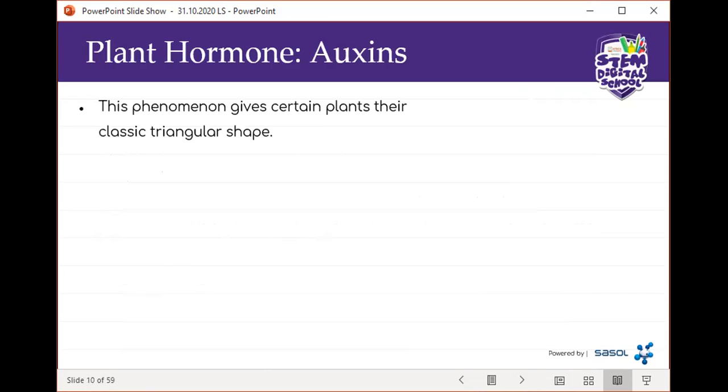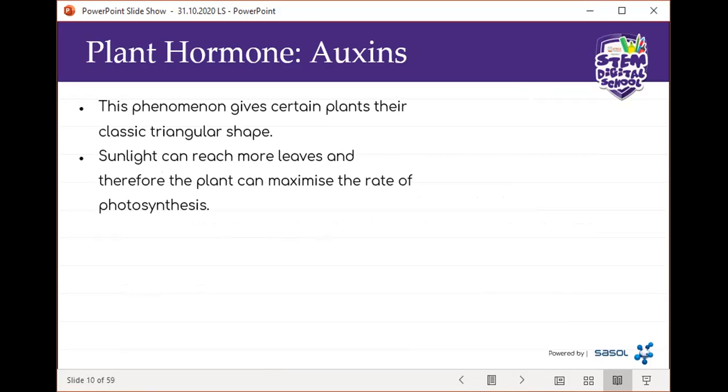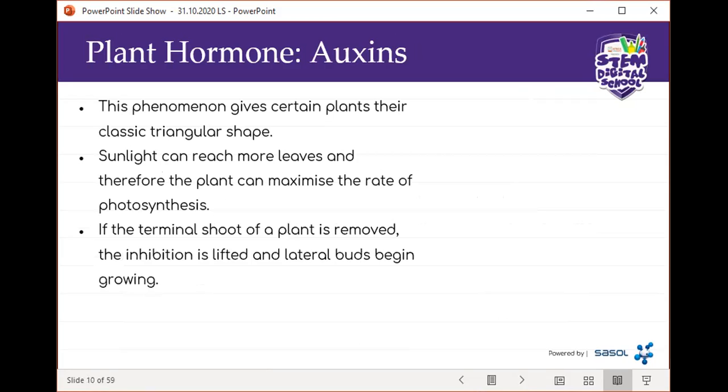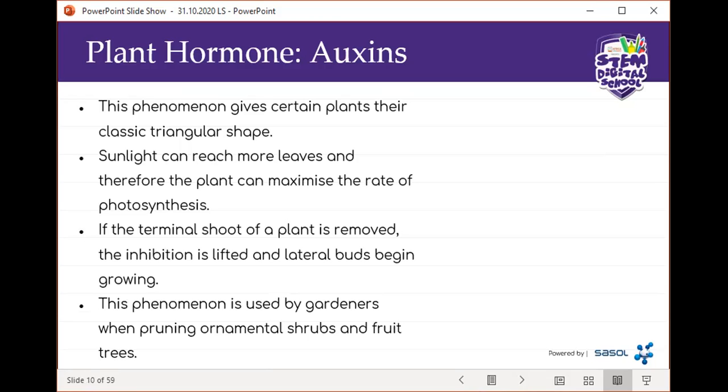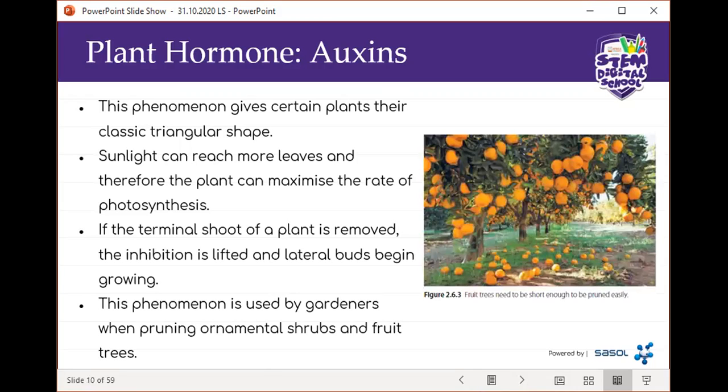This phenomenon gives certain plants their classical triangular shape. We also know that sunlight can reach more leaves, and therefore the plant can maximize the rate of photosynthesis that takes place. Now, if the terminal shoot of a plant is removed, the inhibition is lifted and the lateral buds can begin growing. This phenomenon of apical dominance is used by gardeners when pruning ornamental shrubs as well as fruit trees. Here we have figure 2.6.3, where fruit trees need to be short enough to be pruned easily.